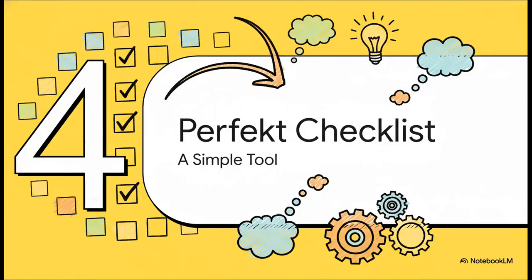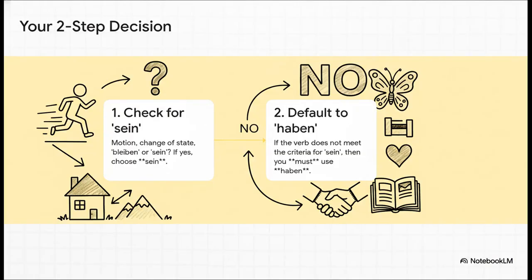It's awesome. All right, let's pull all of this together into a simple, practical tool that you can use anytime you're making a sentence in the past tense. Think of this as your mental checklist for getting it right every single time. So, it all boils down to this super simple two-step process. First, you just run your verb through the sein checklist. Is it motion? Is it a change of state? Is it one of those two weird exceptions? If you get a yes to any of those, your choice is sein. Done. If the answer to all of them is no, then you don't even have to think. Your answer is automatically haben. That is the entire system. It really is that simple.